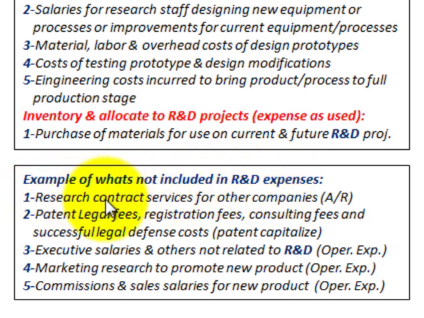Now, these would be examples of what's not included in R&D expenses. Number 1, research contract services for other companies. That would be like an accounts receivable. Say, for example, you've got an R&D department, but you're contracting it out to other companies. Those wouldn't be included, even though it's the research and development department, because you wouldn't be recording them as a research and development cost for the company. Those would just be an accounts receivable.